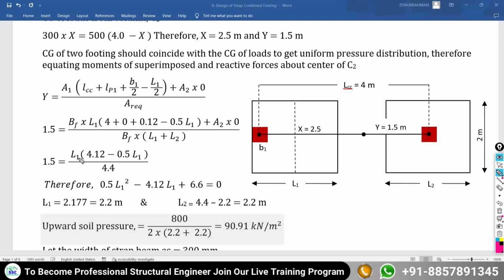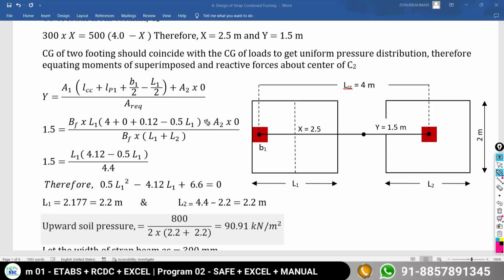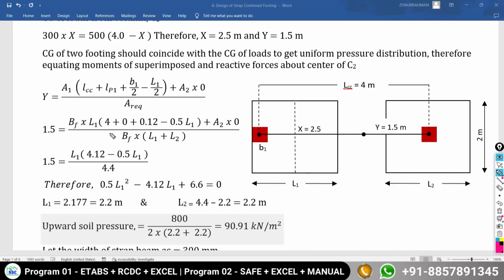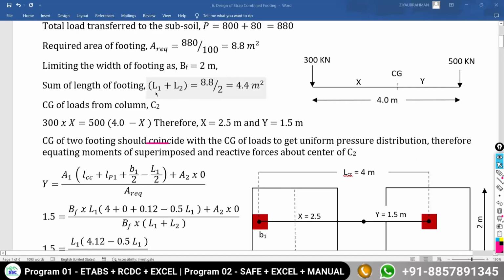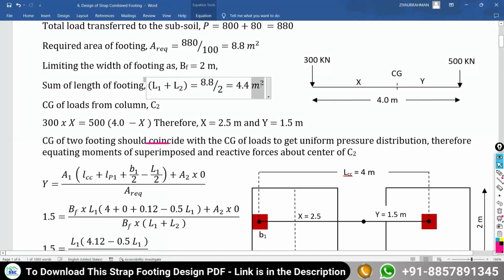Now after all of that, we solve this equation, and we finally get 1.5 equal to L1 multiplied by 4.12 minus 0.5 L1, divided by 4.4. If you put everything here, you will get this value. L1 plus L2 is 4.4 meter, not meter square. It is actually in meter.